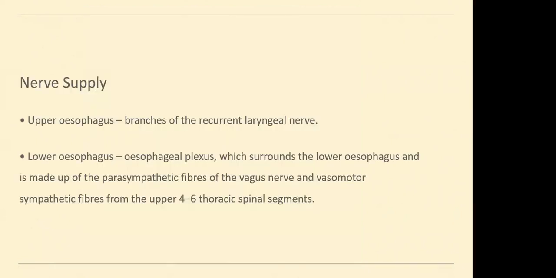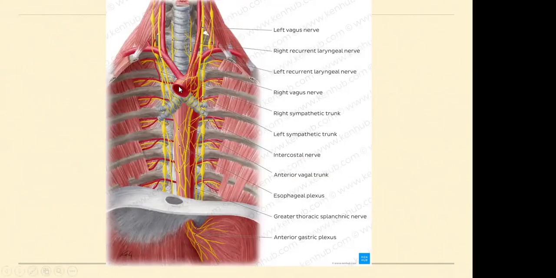Nerve supply is divided into 2 divisions. The upper esophagus is supplied by branches of the recurrent laryngeal nerve. The lower esophagus is supplied by the esophageal plexus, which surrounds the lower esophagus, and it's made up of the parasympathetic fibers of the vagus nerve and vasomotor sympathetic fibers from the upper 4 to 6 thoracic spinal segments. This is the nerve supply. Superiorly, the upper half is supplied by the recurrent laryngeal nerve, and the lower half by the esophageal plexus that contains sympathetic and parasympathetic fibers.